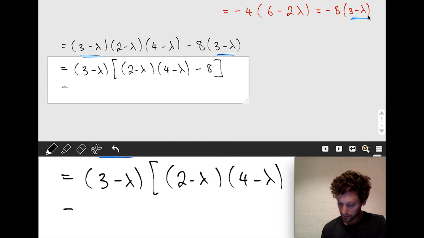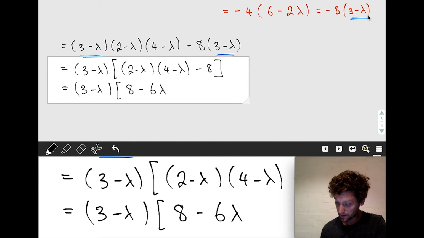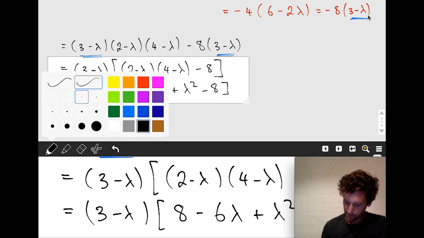So let's factorize what's inside the square brackets there. We've got 8 minus 2 times minus lambda times 4, so that's going to be minus 6 lambda, plus lambda squared, minus 8. So in fact, those 8s cancel.